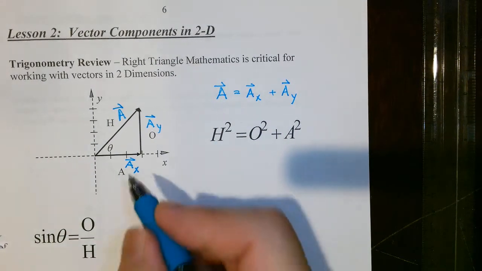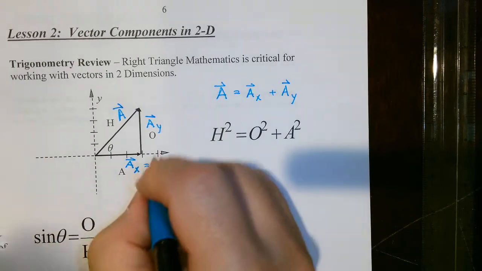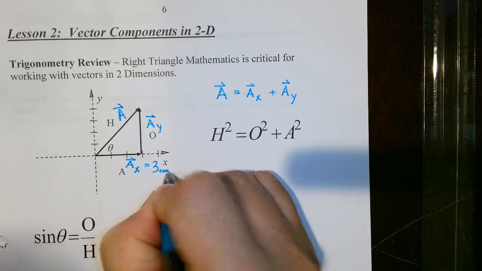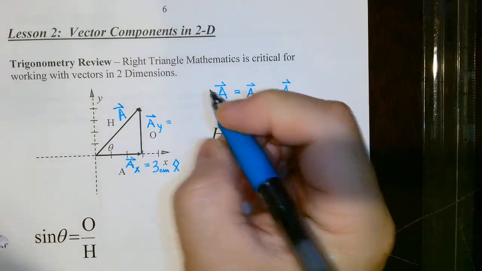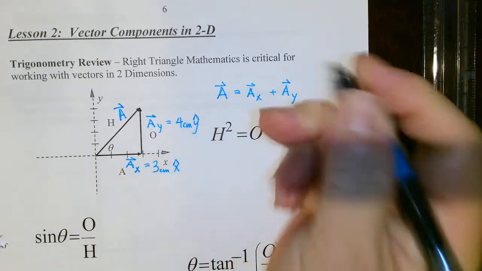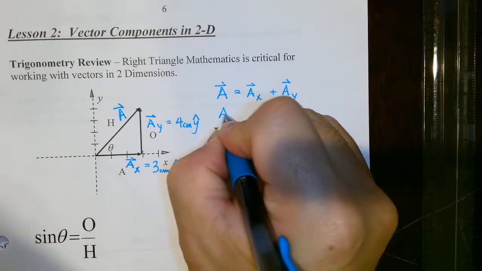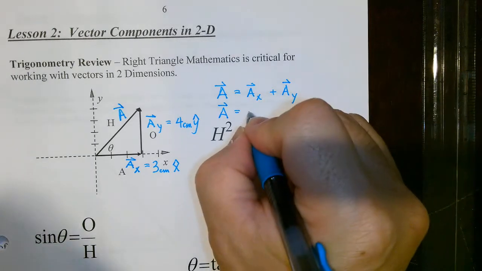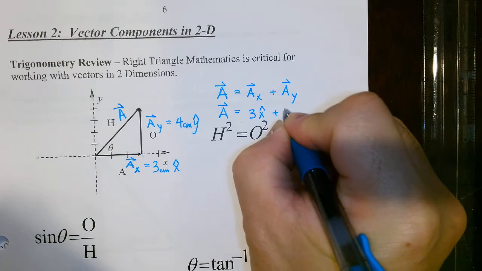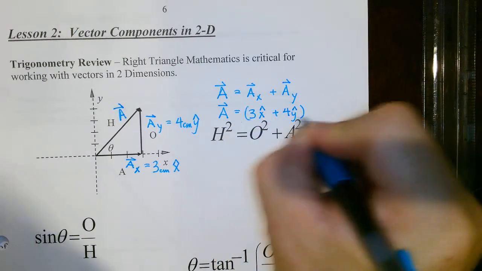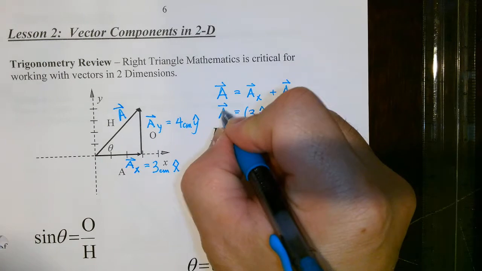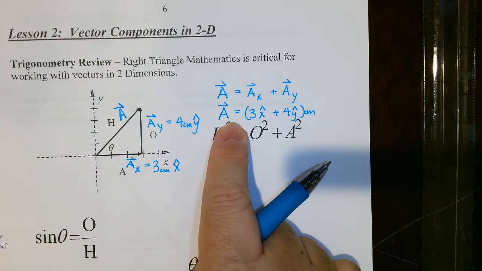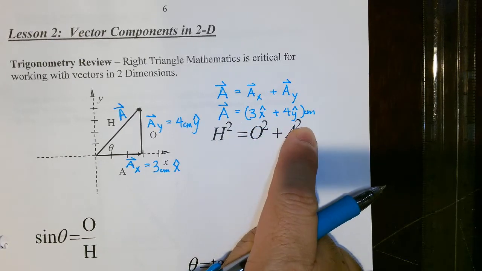Okay. Now AX happens to be 3 units. Let's just call it 3 centimeters, 3 centimeters X hat. And my AY vector happens to be 4 centimeters Y hat. So my A vector can be represented as 3 X hat plus 4 Y hat. I factored the unit of centimeters out, so you can write it like that. So my A vector, which is originally this, can be broken up into X and Y components.